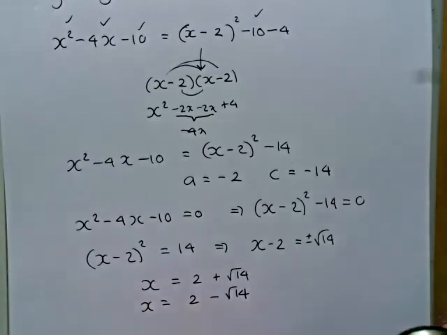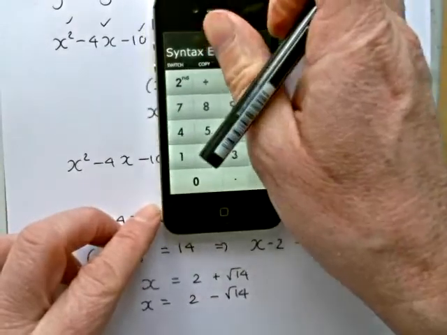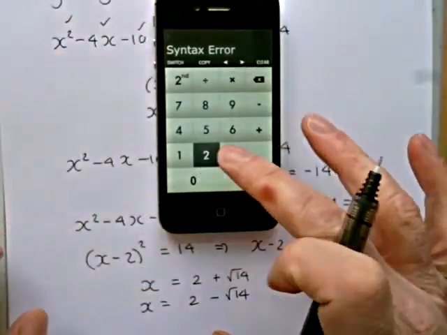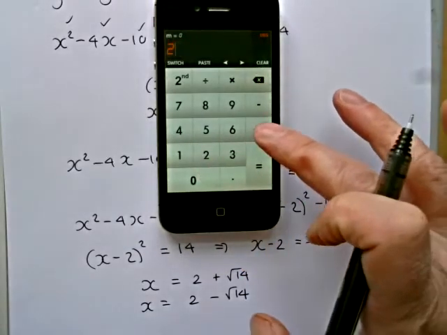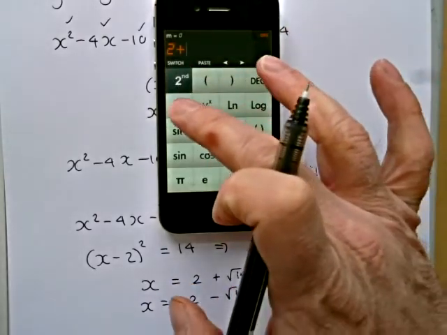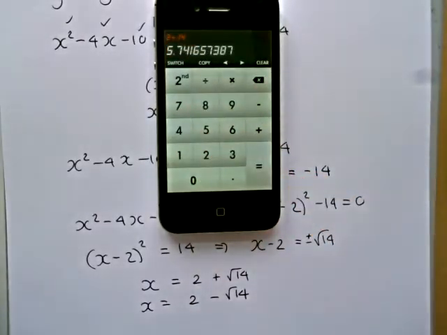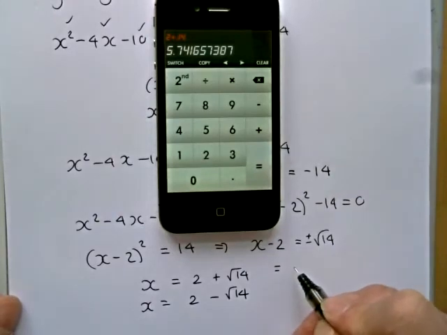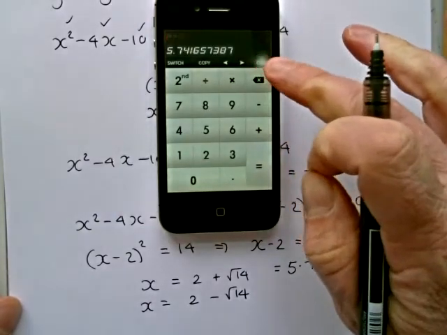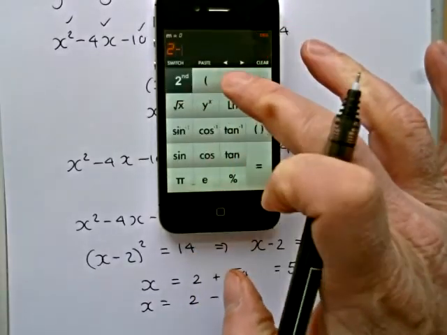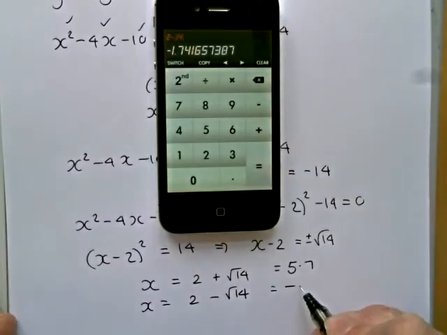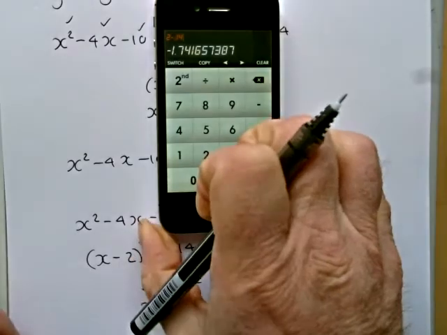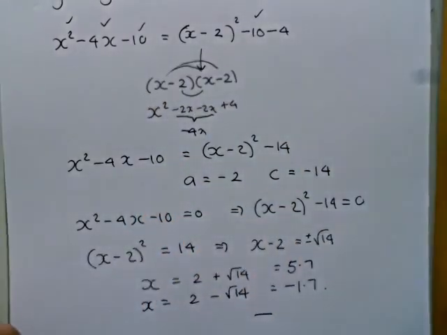So we do the last bit with our calculator. I'll just get one ready. So we want 2 plus square root 14 equals, and I'll round that to one decimal place. You can see that's 5.7. Clear that, and then 2 minus square root 14 gives minus 1.7. So that's completing the square to solve a quadratic equation.